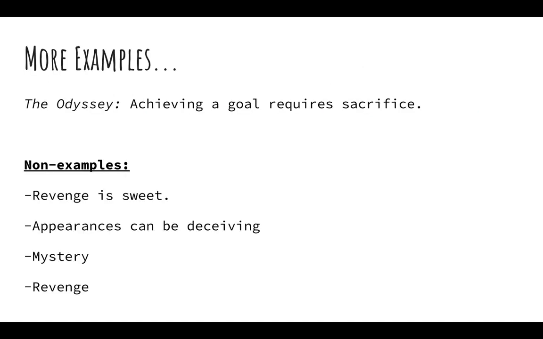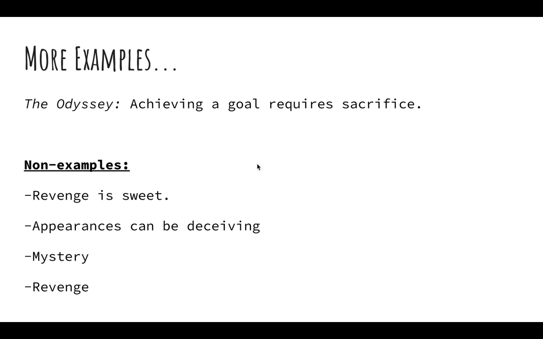Okay, more examples. An example of theme from the Odyssey would be achieving a goal requires sacrifice. The topic here would be sacrifice. Oh no, I'm sorry. The topic here would be achieving a goal, right? And then the lesson is that it requires sacrifice. That's what's revealed or taught to us. So topic, achieving a goal. The lesson or what's revealed is that it requires sacrifice. When you put those two parts together, you get your theme.